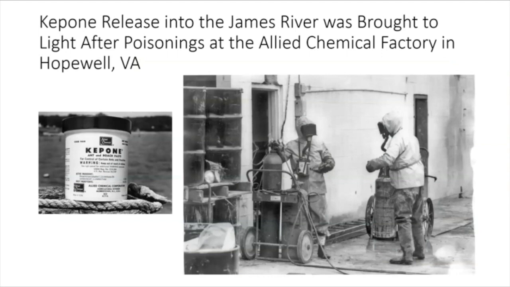Same is true for another historical contaminant in Virginia. This is an even more serious one, a release of Kepone from Allied Chemical, culminating back in 1975, where a number of folks got very sick. It's a neurotoxin, and it's still today buried in the James River. But it's buried under the sediment, so it's not as bioavailable as it once was, but it's still there. So be careful if you dig in the James River.